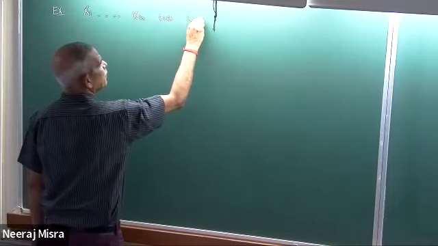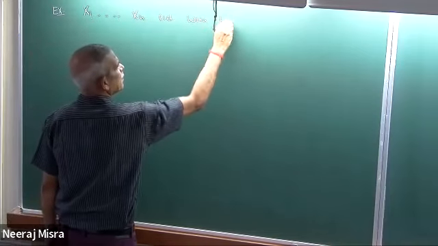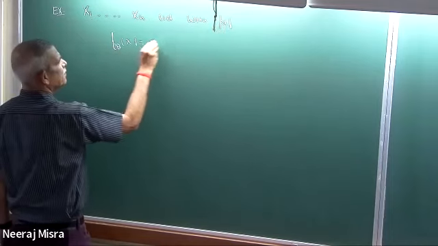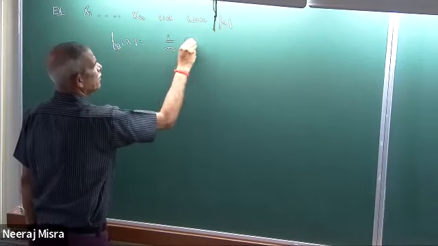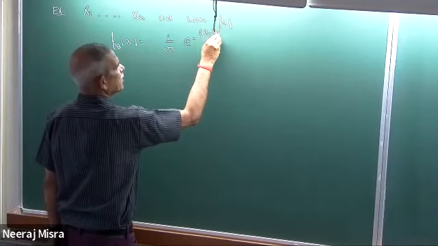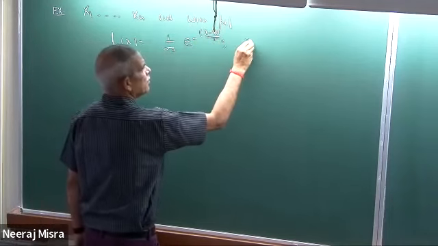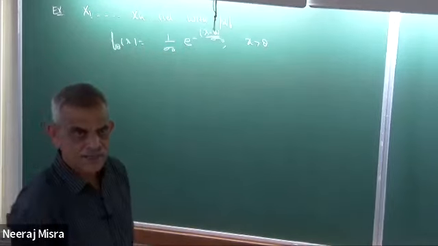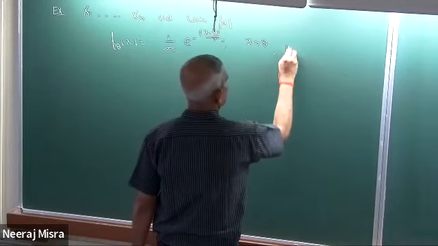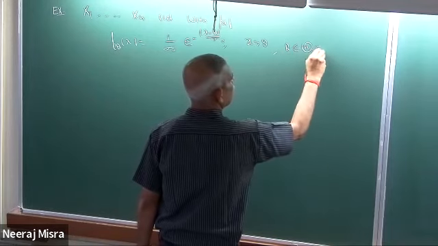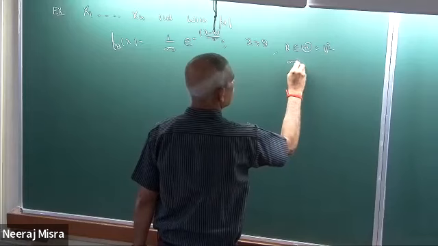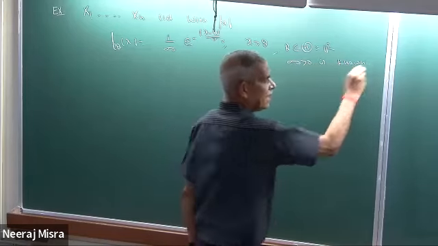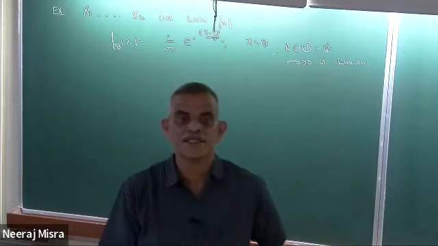IID with PDF f theta x, which is 1 by sigma naught e to the power minus (x minus theta) by sigma naught, for x greater than theta. Theta belongs to capital Theta, which is the whole of R. Sigma naught greater than 0 is known. And what is your hypothesis?